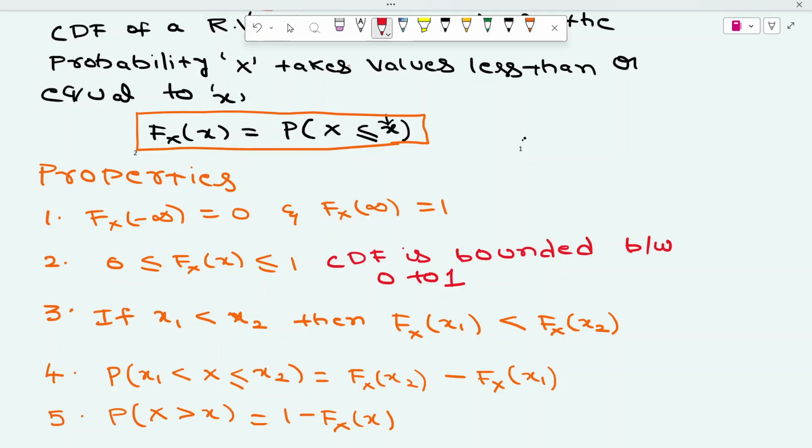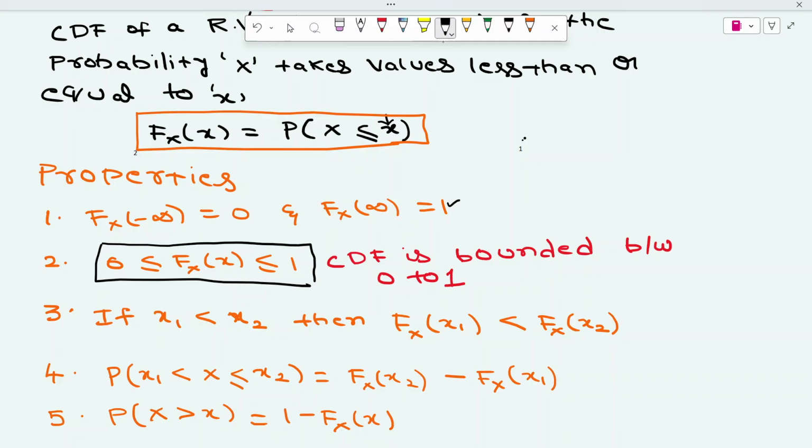First property, Fx(minus infinity) is 0. So the minimum value the distribution function takes is 0, and Fx(infinity), the maximum value it can take, is 1. That is why the CDF value, the distribution function, is always bounded between 0 and 1. It cannot take any value less than 0 or greater than 1.